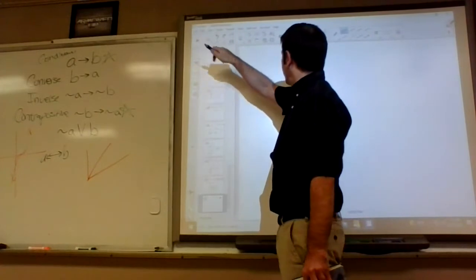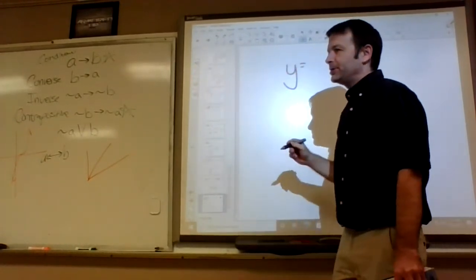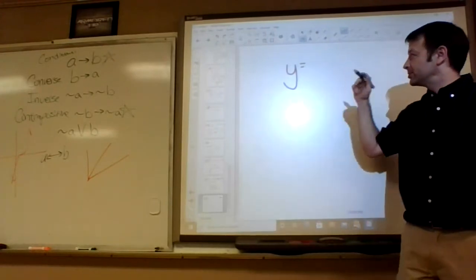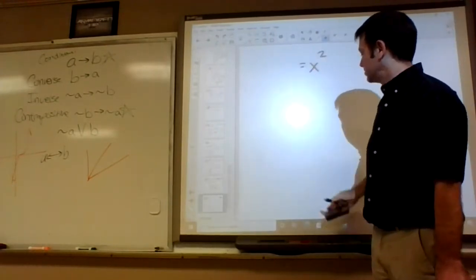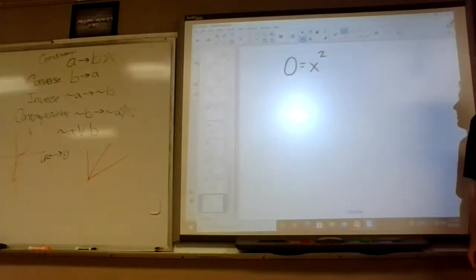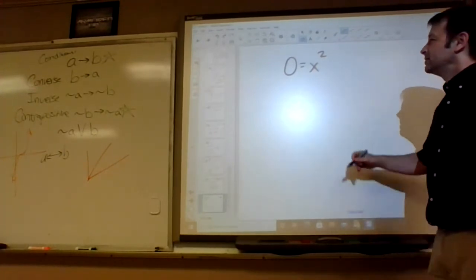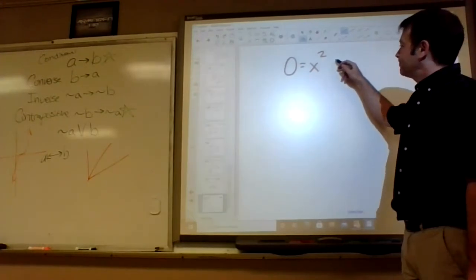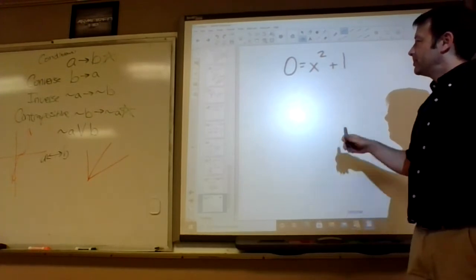Let me get a clean sheet of paper here. Do you guys know how to write an equation where you get imaginary numbers? We need it to be an x squared equation. X squared equals 21x minus 7. Well, this will be imaginary.